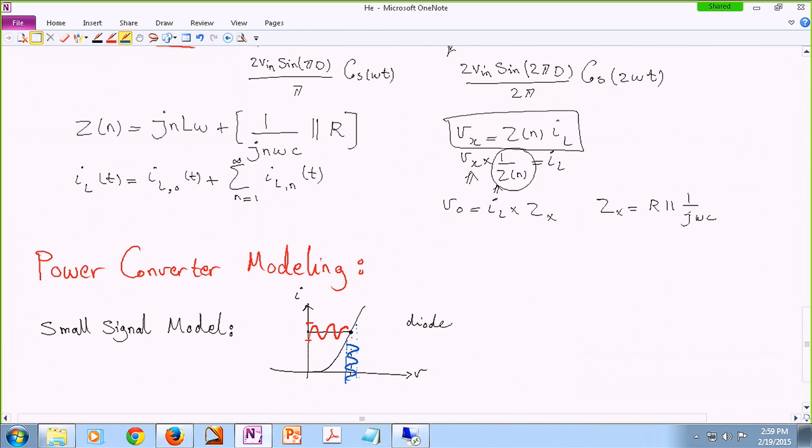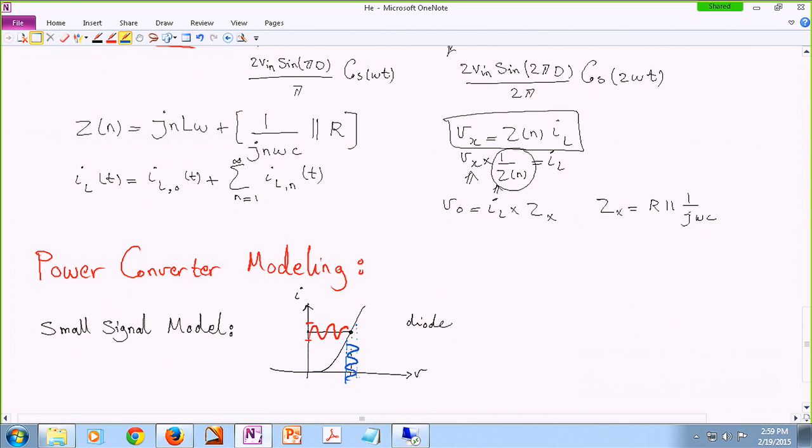Since the 70s, when they started modeling converters, they had this microelectronics mentality in their mind: everything is DC first, let's analyze the system, and then let's perturb the signal and see what happens.